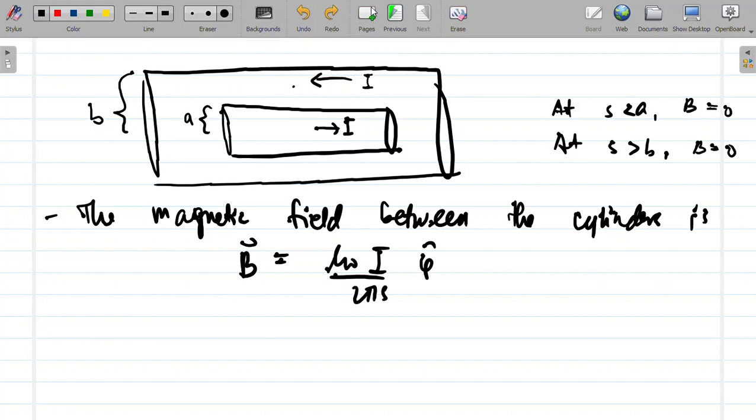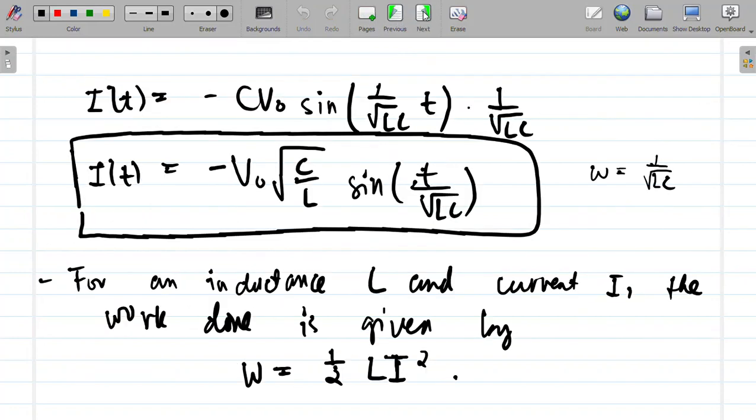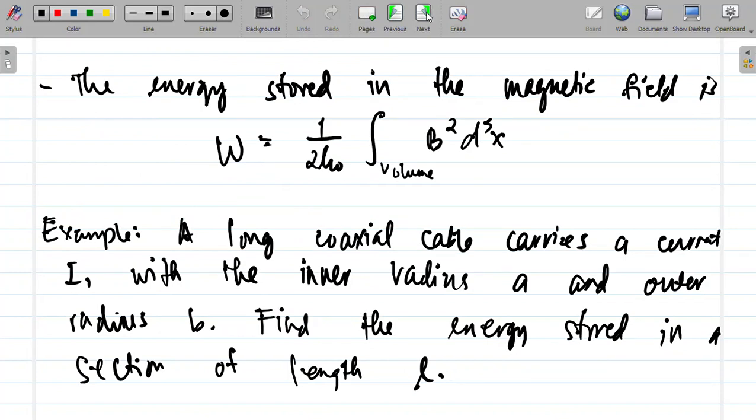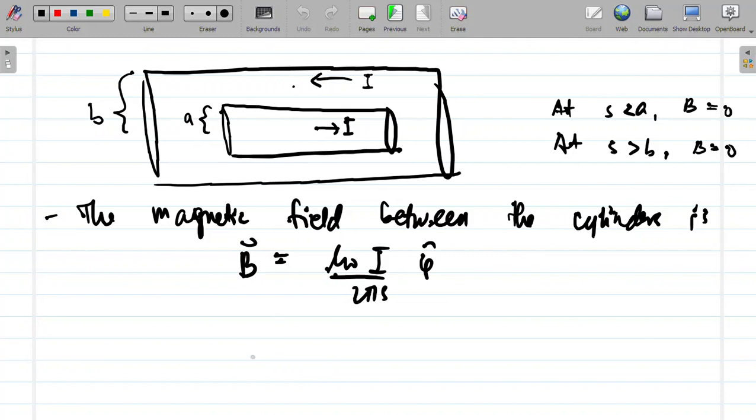Now, ang ating energy stored in magnetic field is 1/2 mu naught B squared d cube x. So, ang B squared natin, so B dot B, yan ay mu naught squared I squared over 2 pi S, 2 pi squared S squared. Bali, the energy stored now.